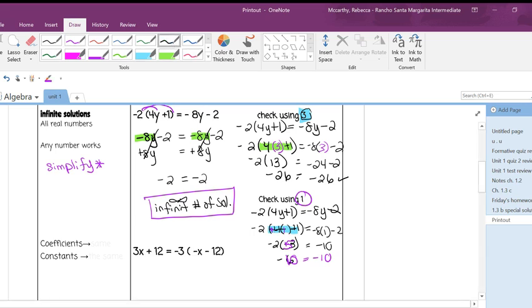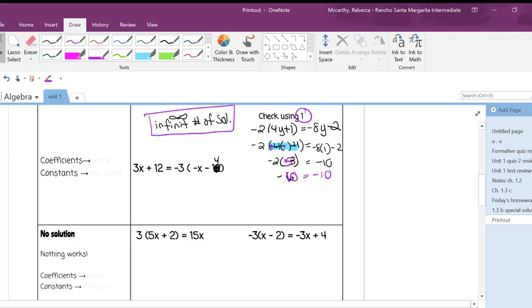So I want to fix this one here. Could you make that a minus 4? Okay. So now let's look at this one. Again, I'm going to simplify each side. The left side is already simplified. And the right side, I have negative 3 times a negative x is 3x. And a negative 3 times a negative 4 is a plus 12.